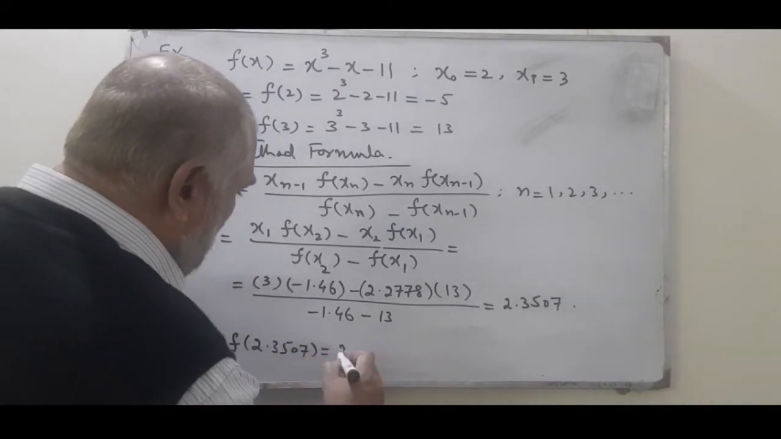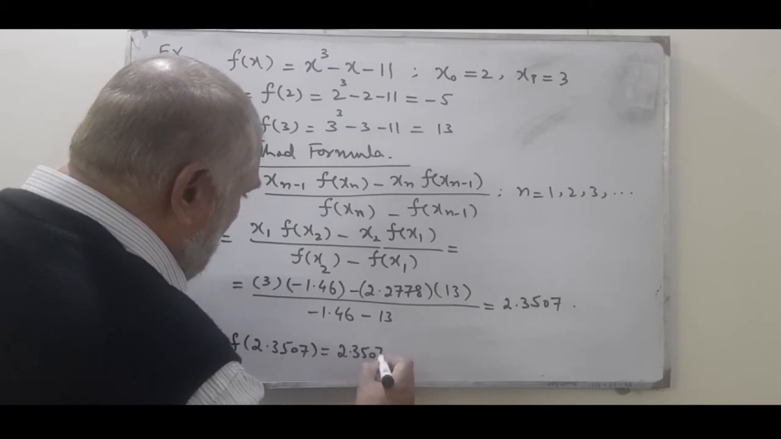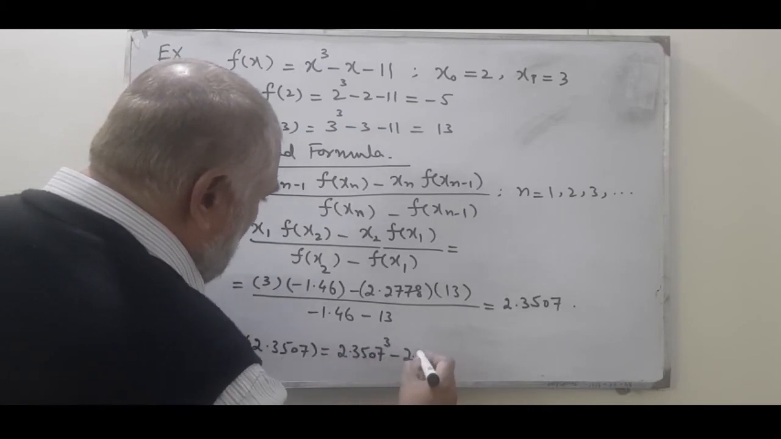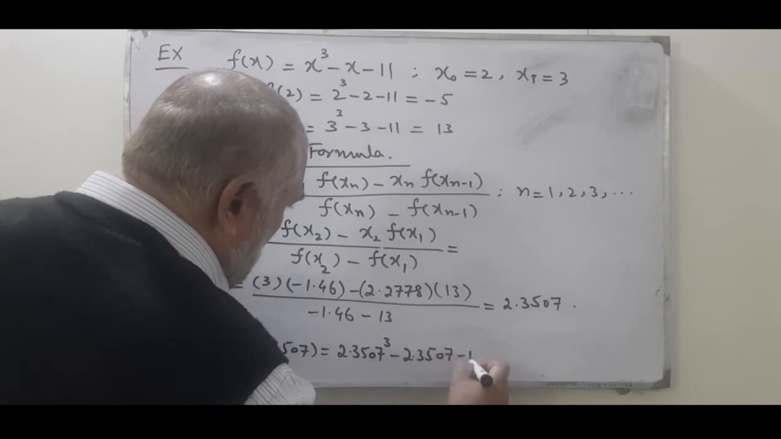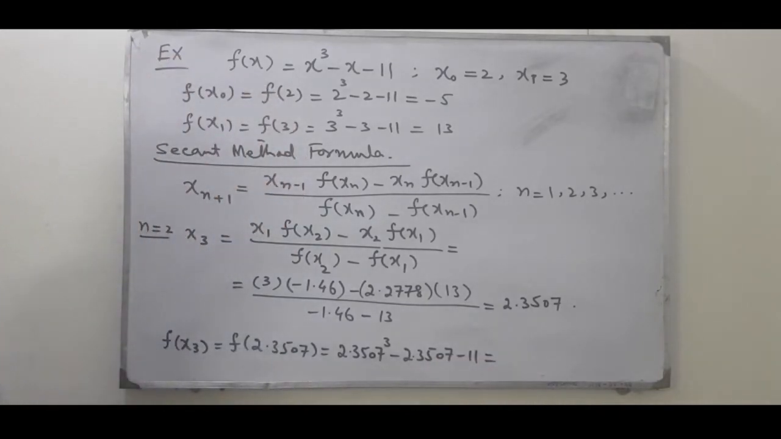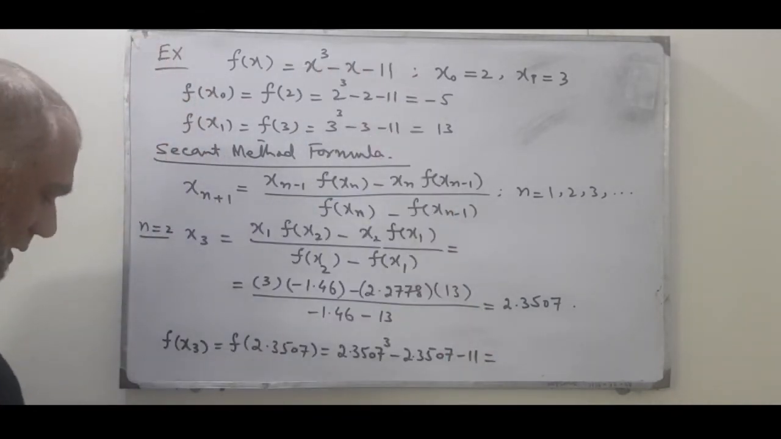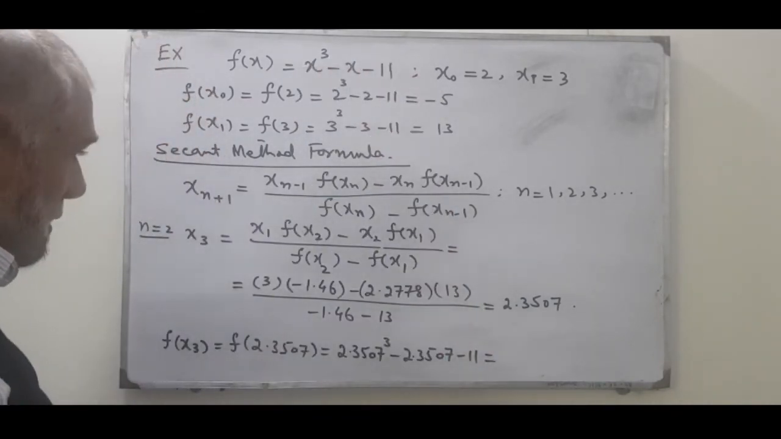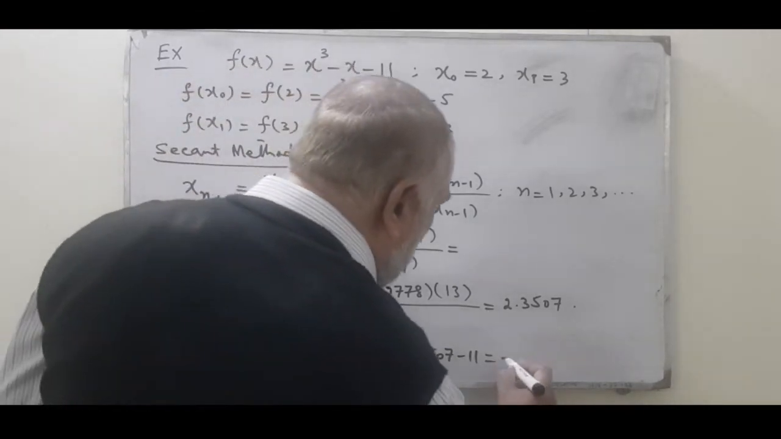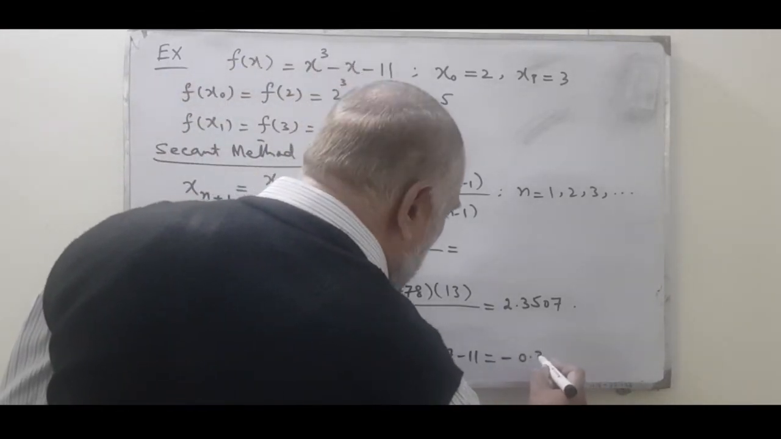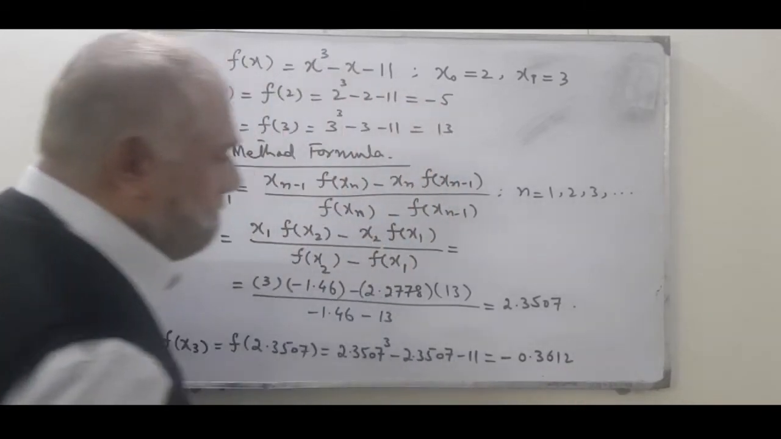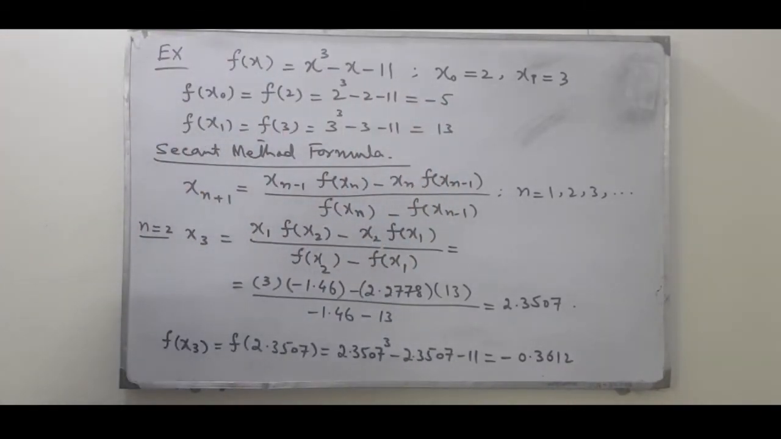And the result takes the form 2.3507 whole cube, 2.3507 minus 11. Now you can see, on putting these values into the main function, we get, after simplification, the result takes the form minus 0.3612. So this is your second better approximation. Now we proceed for the next approximation.